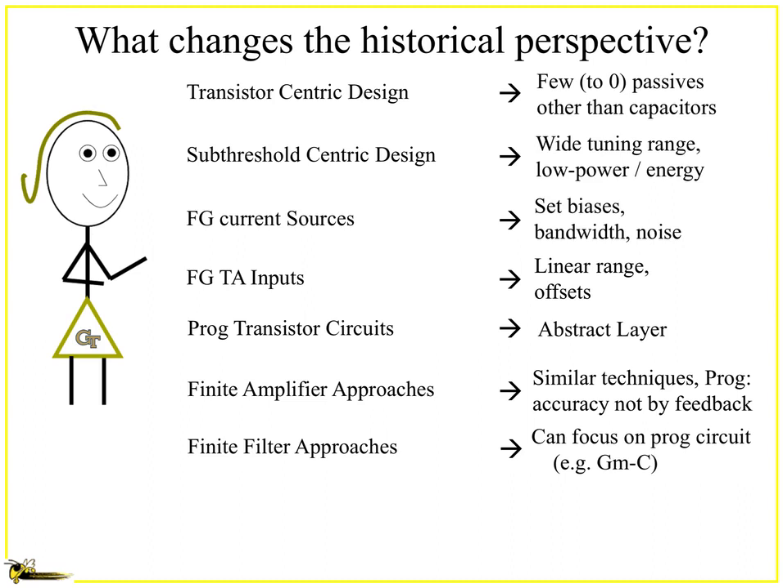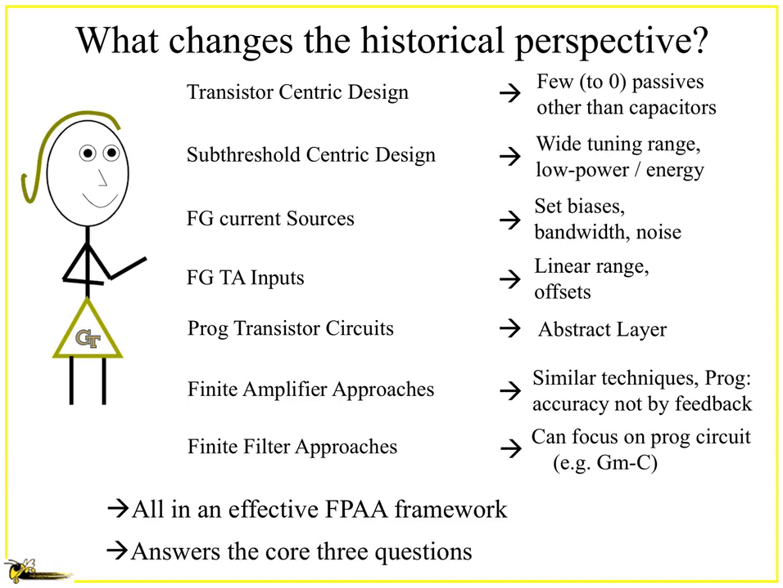And the thing is, we don't need to get accuracy by feedback. You get accuracy from programming. You get accuracy in many different ways. And then the filter approaches really allow us to focus on things that use the dynamics and are utilized as efficient computation as possible throughout the entire space that you'd want to work from. All in an FPAA framework. And strangely enough, this answers those 3 questions.